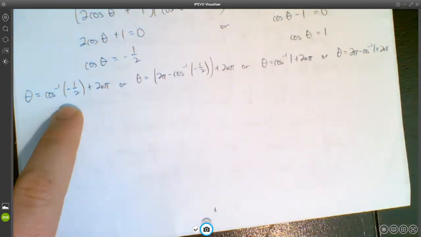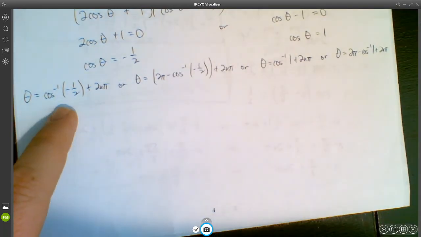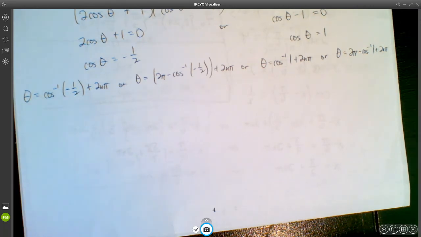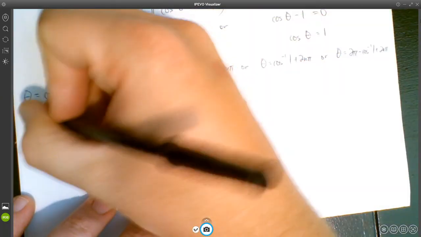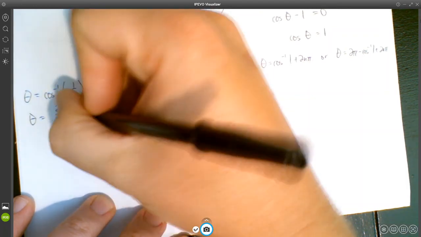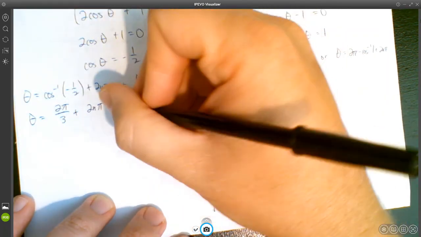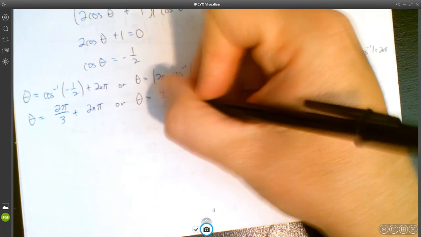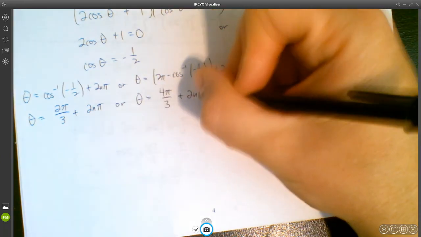Cosine inverse of negative 1/2. Of course, you can just plug that into your calculator, but let me see if I can work it out in my head. Cosine inverse of positive 1/2 would be pi over 3, so cosine inverse of negative 1/2 would be 2 pi over 3. Okay, so theta is 2 pi over 3 plus 2n pi, or theta equals 2 pi minus 2 pi over 3. 2 pi is 6 pi over 3, and 6 pi over 3 minus 2 pi over 3 is 4 pi over 3 plus 2n pi.